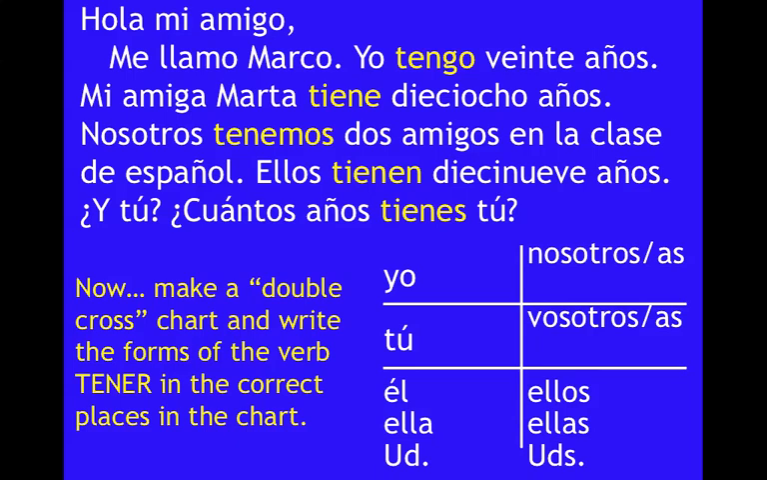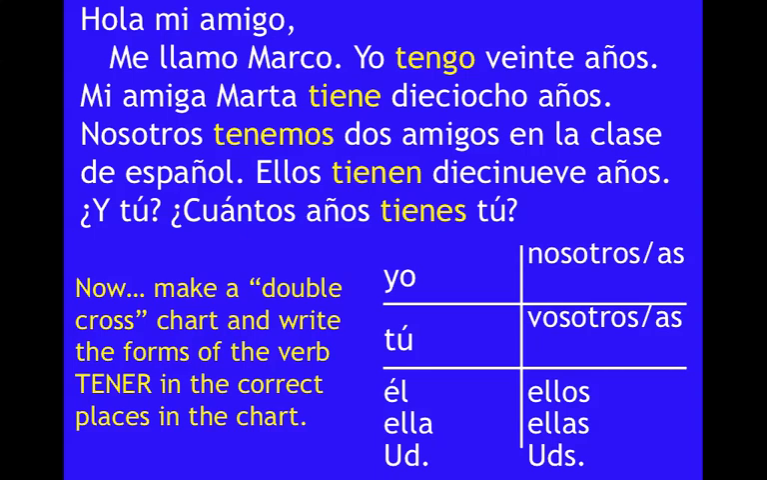Hola, mi amigo. Me llamo Marco. Yo tengo 20 años. Mi amiga Marta tiene 18 años. Nosotros tenemos 2 amigos en la clase de español. Ellos tienen 19 años. ¿Y tú? ¿Cuántos años tienes tú?